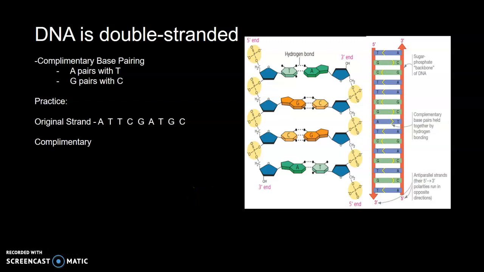Now let's practice. You have one DNA strand here. What would be the complementary strand? And remember our base pairing rules. So A always goes with T, and G always goes with C.